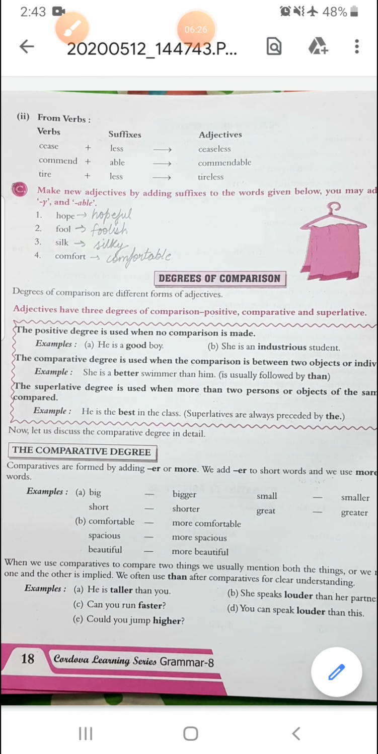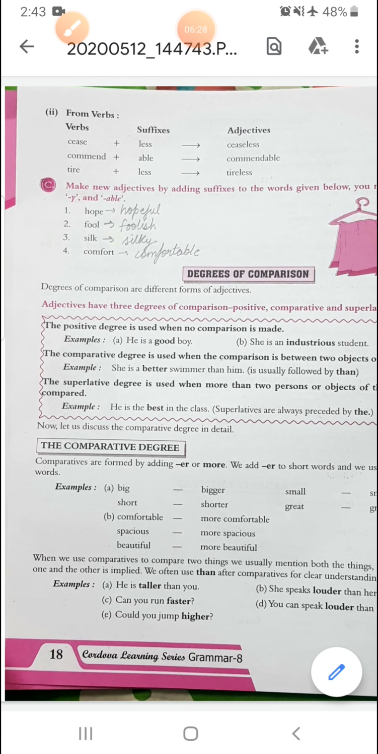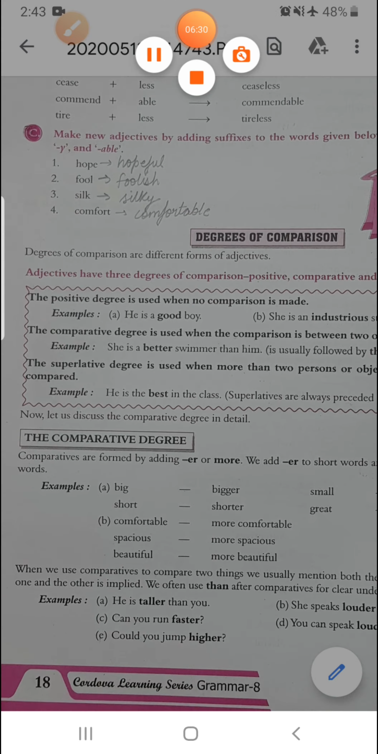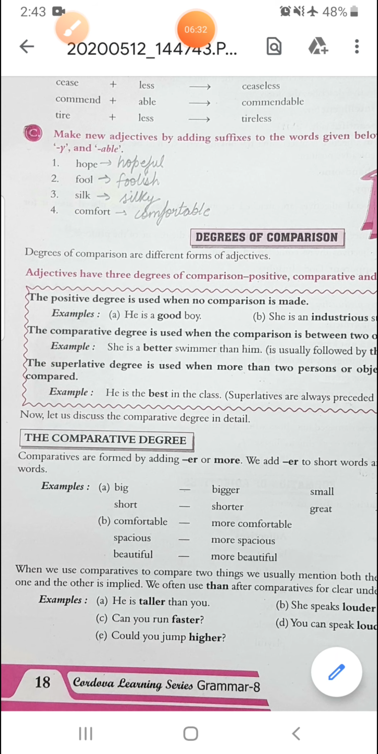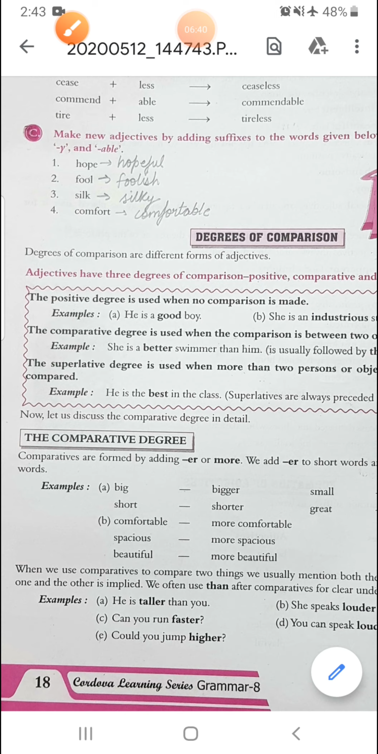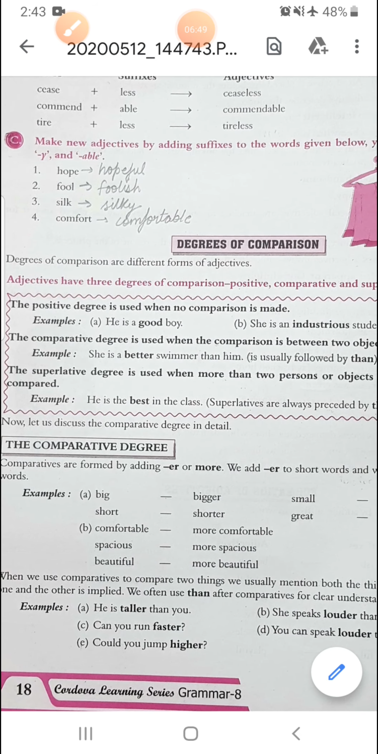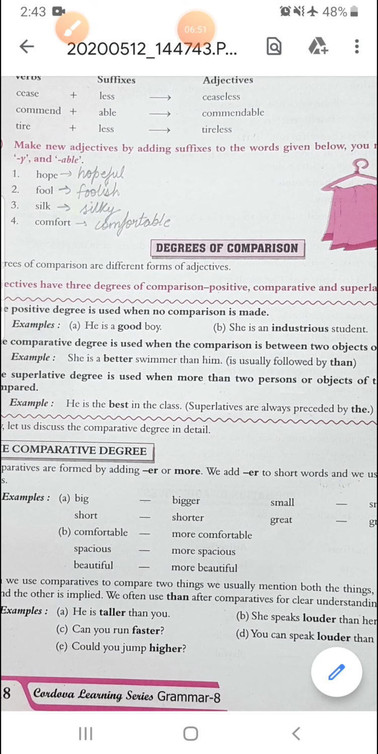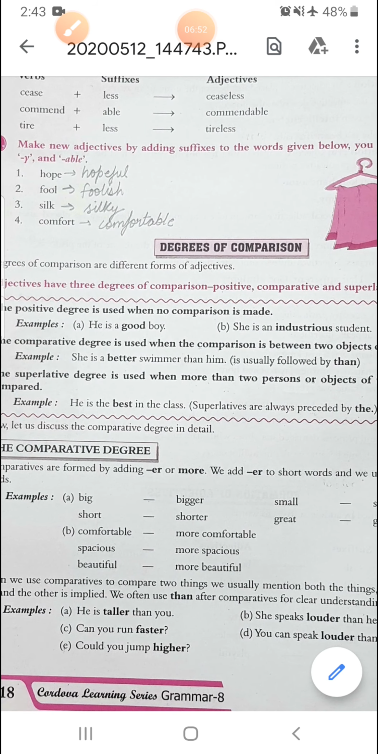Let's read the first one that is given in this box, that is our positive degree. The positive degree is used when no comparison is made. We are not comparing those adjectives with anything. Here the examples are given, like he is a good boy. So we are just telling about that boy that he is good.